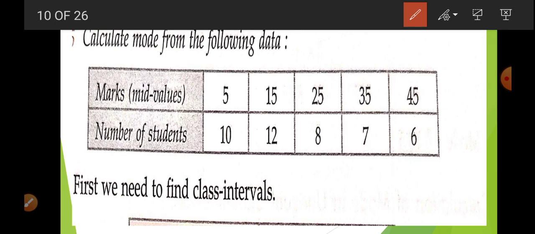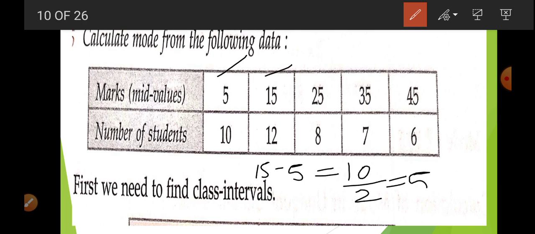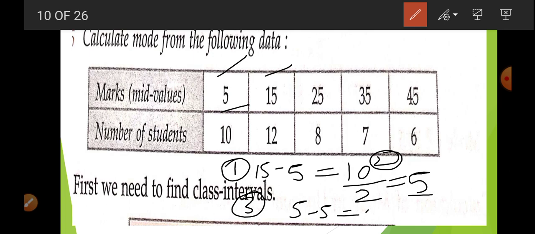Its rule is that the first mid value is subtracted from the second mid value, that is, 15 minus 5, we get 10. Now this is divided by 2, so it will be 5. This is the first process, this is the second process. Now the third process is that for getting the lower limit you have to subtract. What is the lower? 5, and 5 minus 5 will be 0.